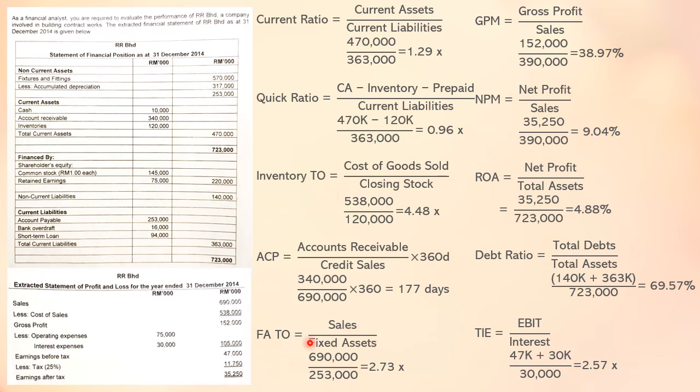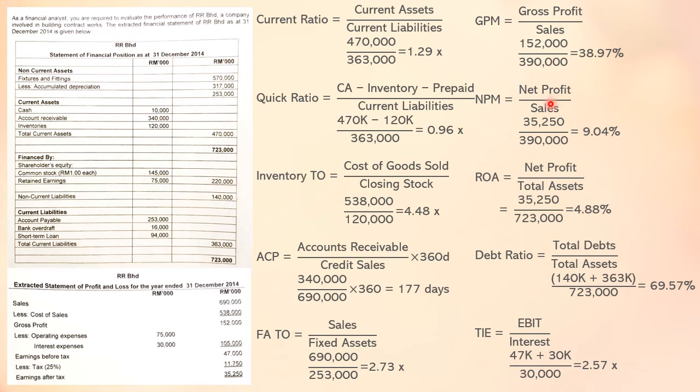The next one is fixed asset turnover ratio. Sales divided by fixed asset. Take the sales 690,000 divided by fixed asset here. Take the book value here. Do not take the cost value. Take the book value 253,000. So your fixed asset turnover is 2.73 times.